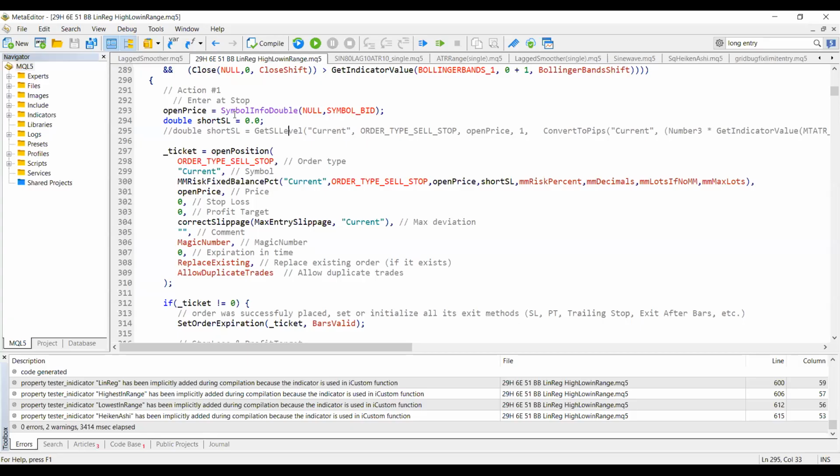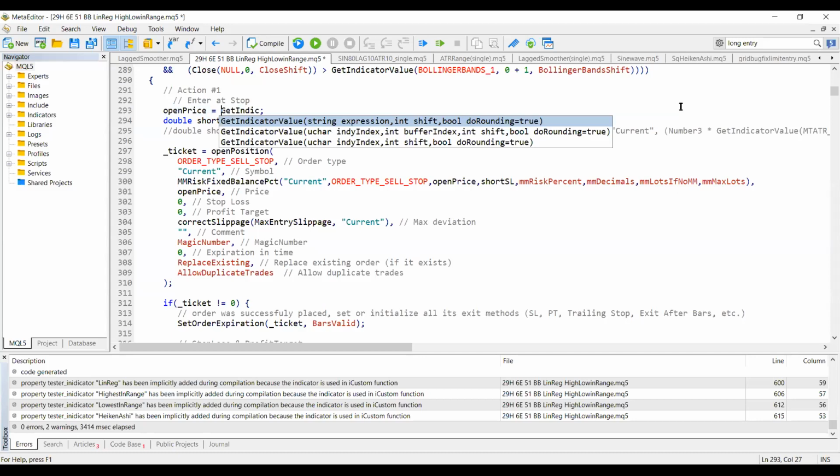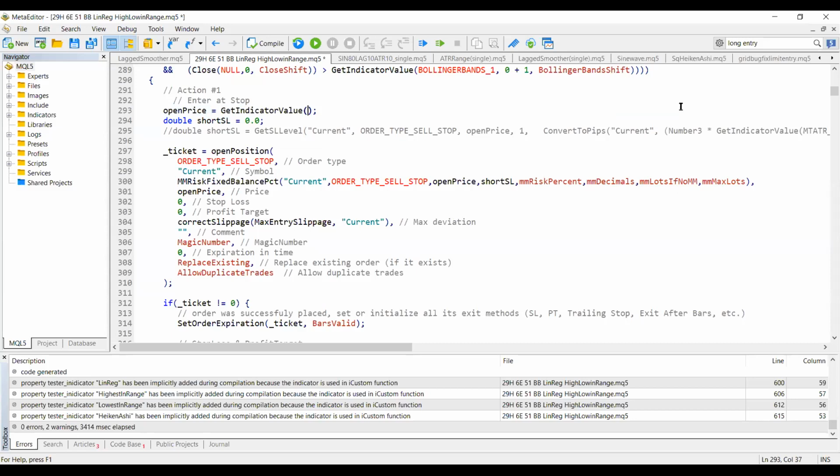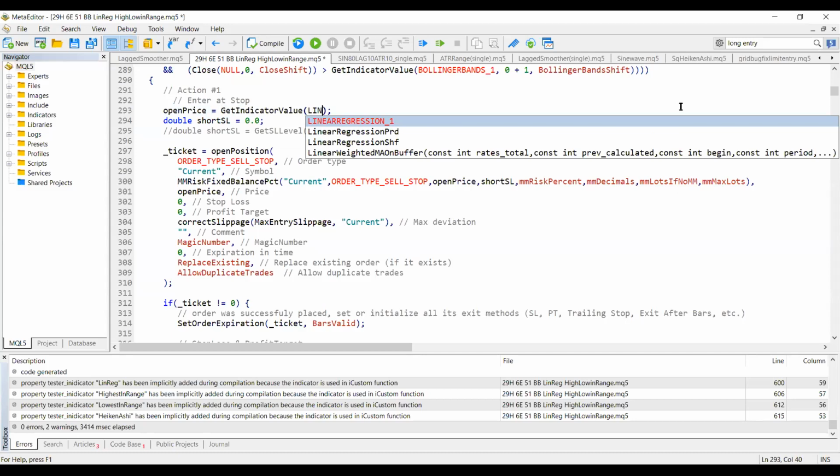Okay, so here we're looking at the open price, but I'm going to change this slightly. Basically, we're going to look to open this order at the value of another model. So we're using another indicator, as I mentioned before, to set the open price. What we're going to do is look at a linear regression.